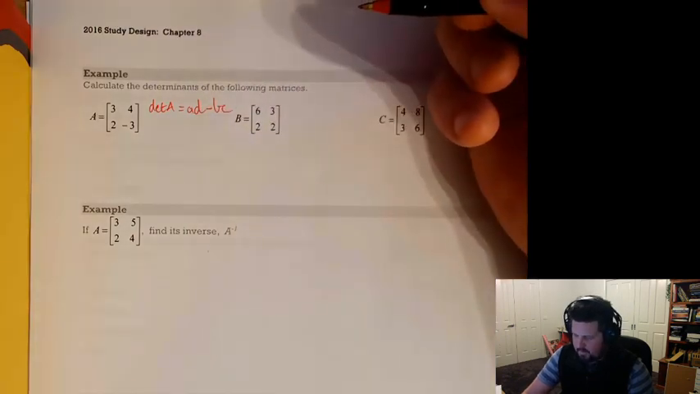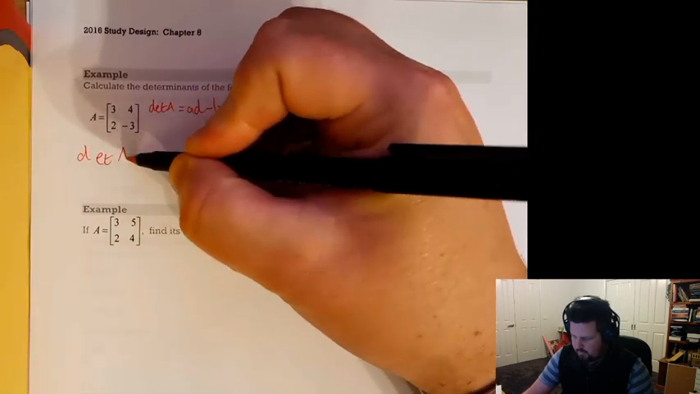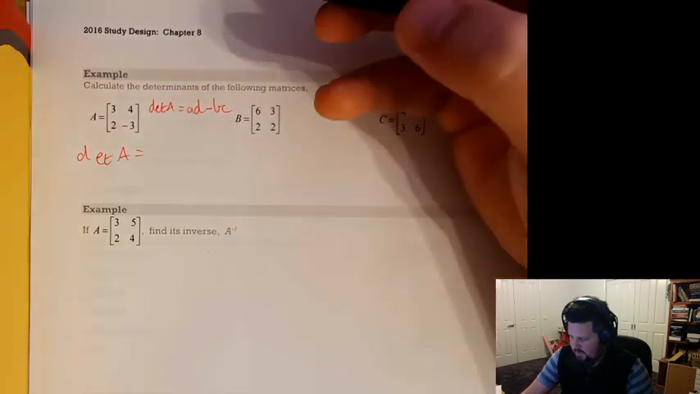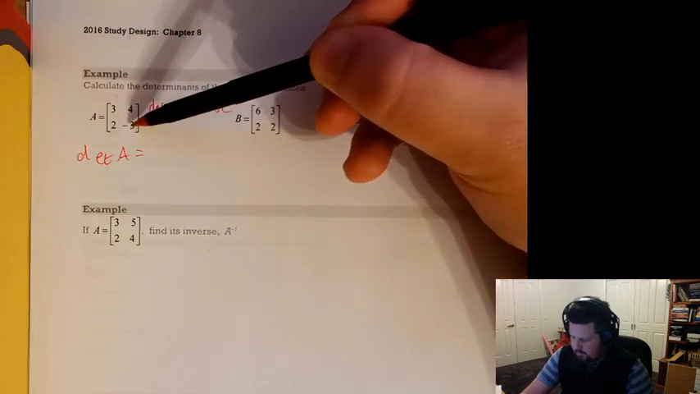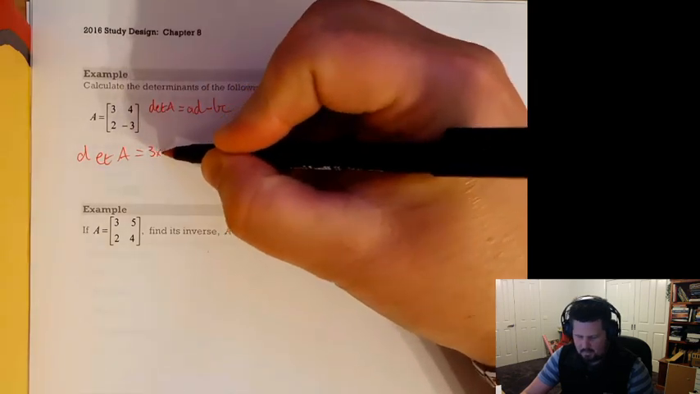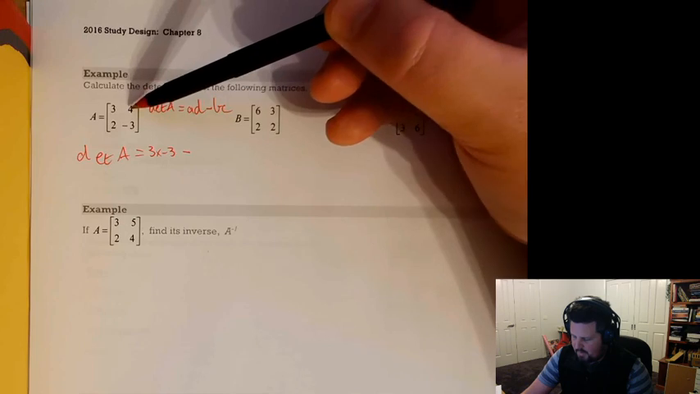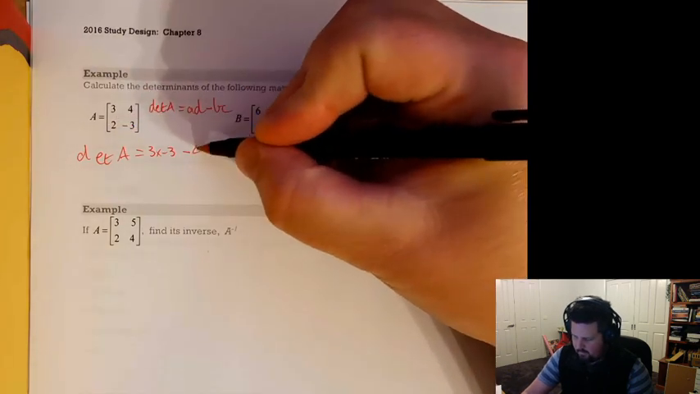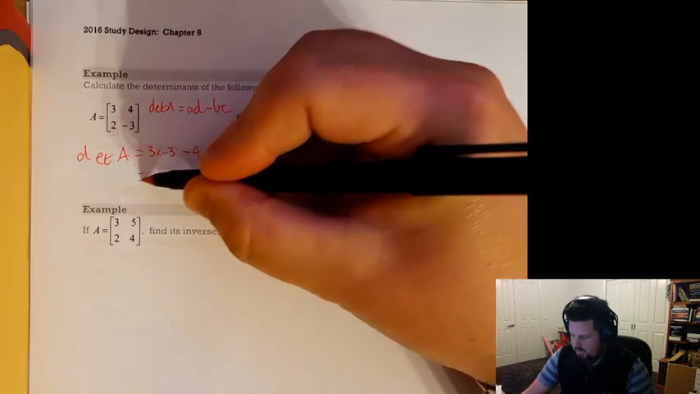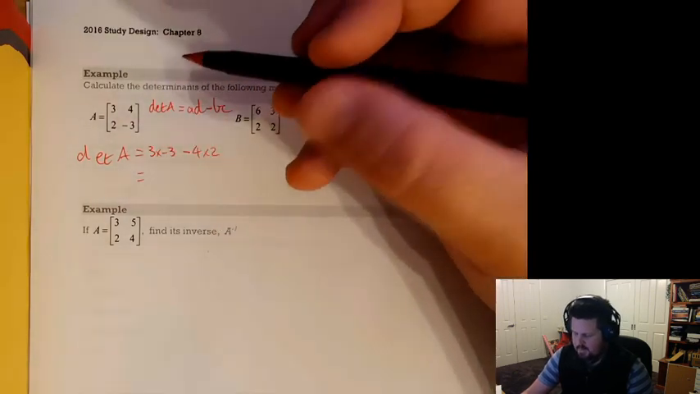So let's actually work this out. Determinant of A is equal to A times D, so 3 times negative 3, take away B times C, so B was 4, C was 2. We can run that calculation now and we get negative 17.